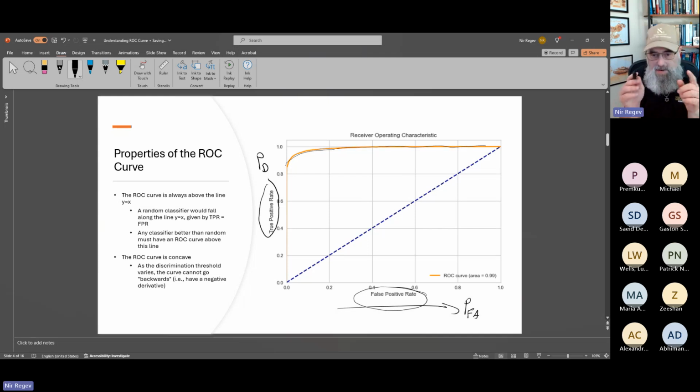And this line is PD versus PFA, or true positive versus false positive. That's the ROC curve. That's the definition of a ROC curve, and that's how we build it. How do we actually build the ROC curve?